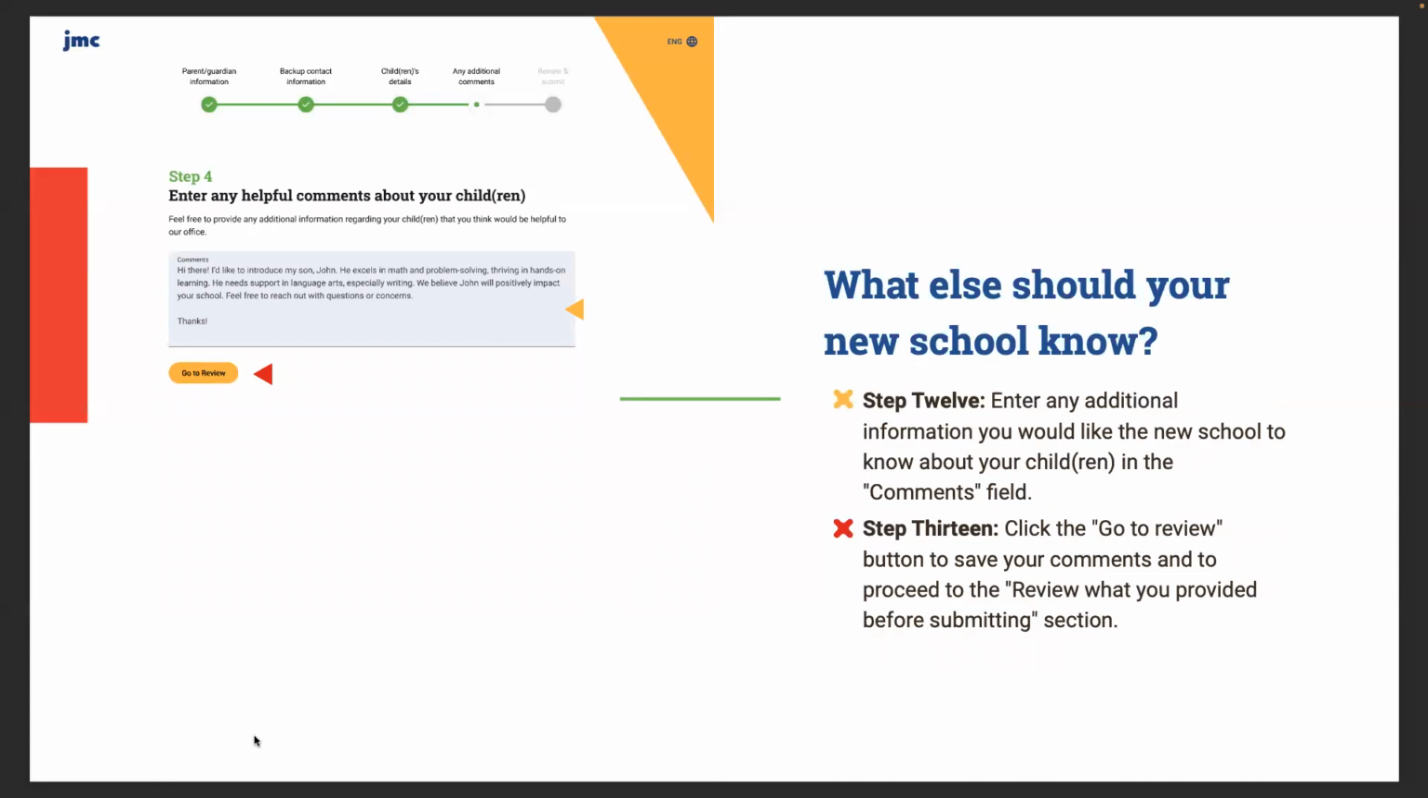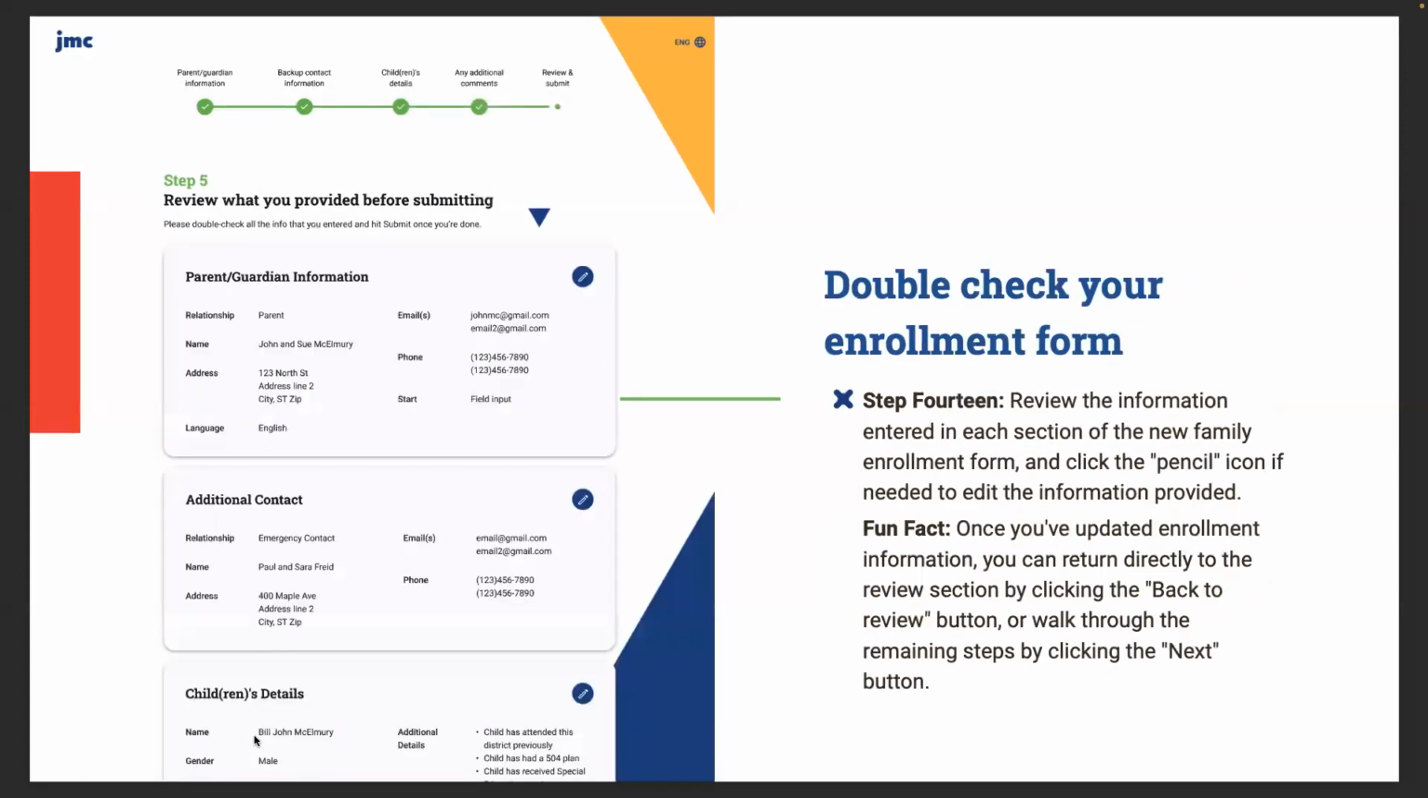Next, enter any additional information you would like the new school to know about your child or your children in the comments field. And step 13, click the Go to Review button to save your comments and proceed to the Review what you provided before submitting section. So now in the new look and feel, this is a fantastic step. So you can review everything that you've provided before submitting that information to the office.